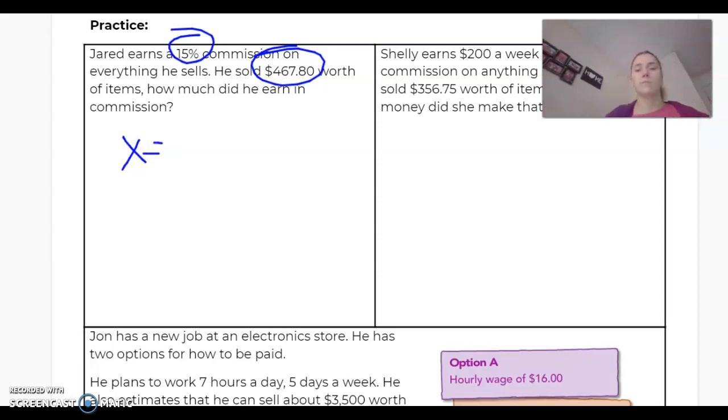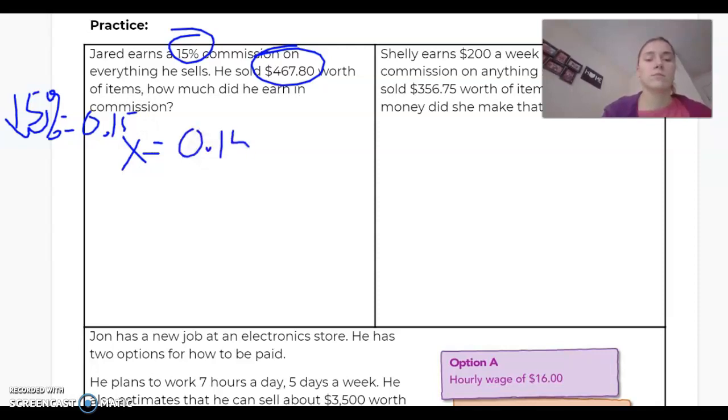And then we know he earns 15% in commission. So we need to convert that 15% to a decimal. Gotta move that over 2 spaces, remember? So we have 0.15 times our total amount, $467.80. You're allowed to use a calculator here, so I want you to put that in your calculator and multiply those 2 together.